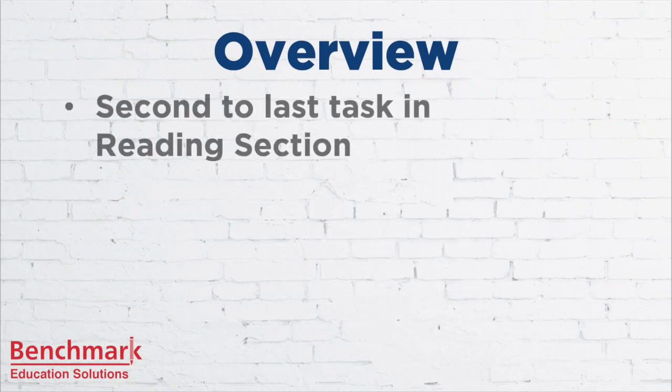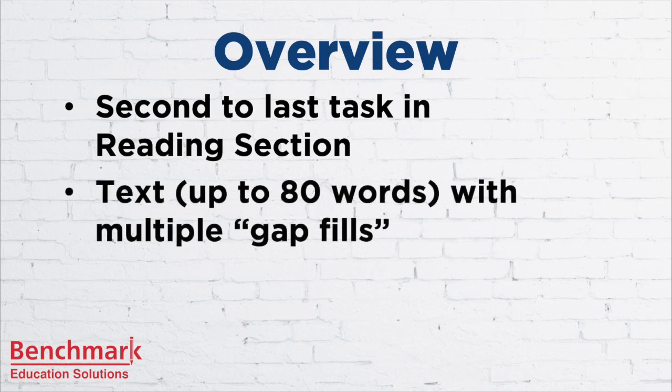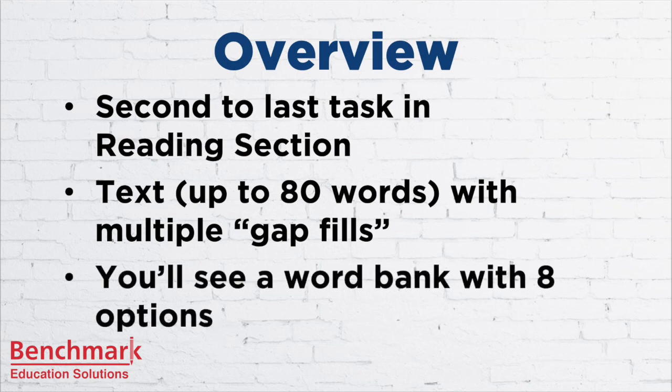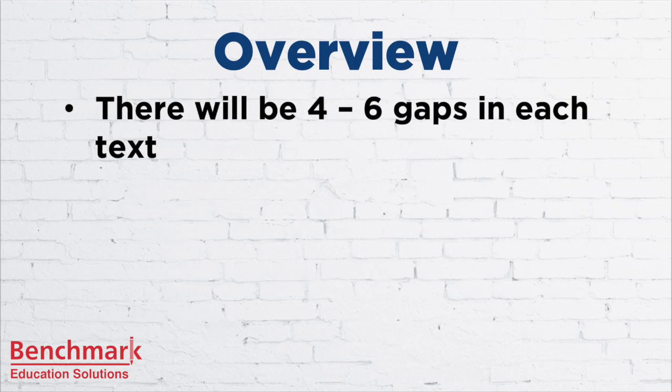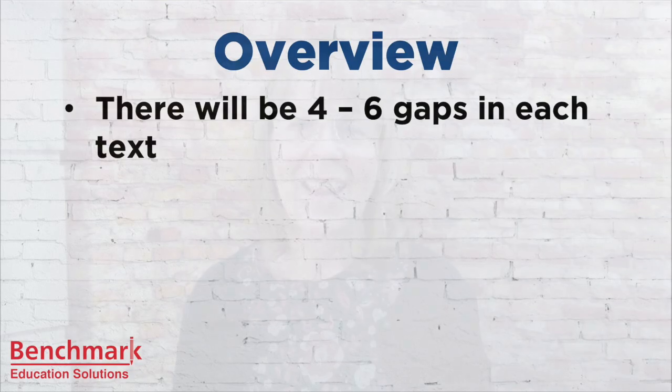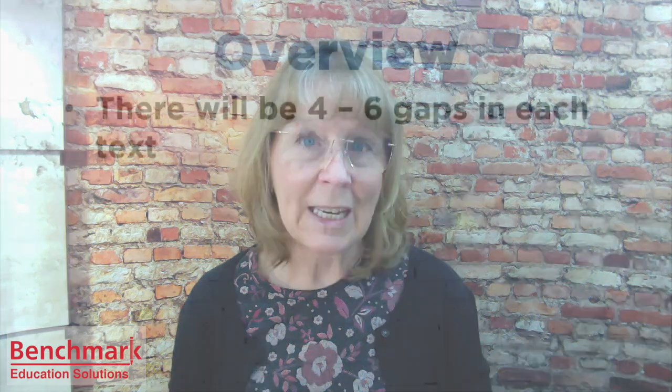Let's see what this question type is all about. This is the second to last task in the reading section, in which you will see a text of up to 80 words. In this text, there will be multiple gap fills. You'll have one word bank with 8 choices. You'll use these words to fill in the gaps, and you'll have anywhere from 4 to 6 gaps in one text. The important part to remember is that you'll always have more answer choices than you have gaps that need to be filled. So the process of elimination won't necessarily work here, since you'll always have some leftover answers. That's what makes this question type a bit tricky.